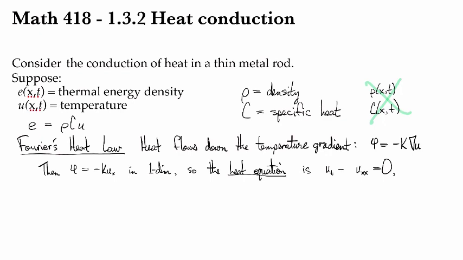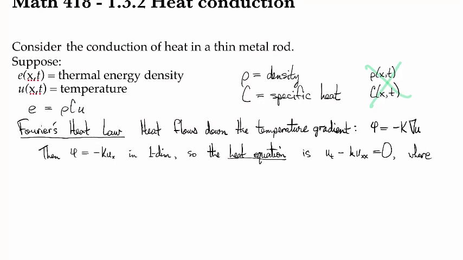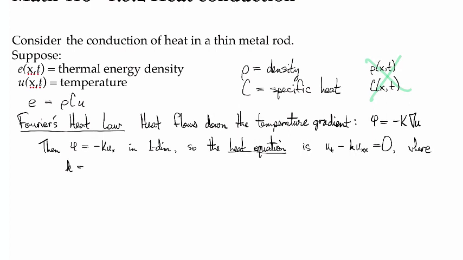Actually, let me correct that slightly. This is going to be a lowercase k, and lowercase k here is capital K over rho c, and this is, well, let me back up. First off, it's going to be positive. Secondly, it's called diffusivity. And it represents how well heat can propagate through the particular material.